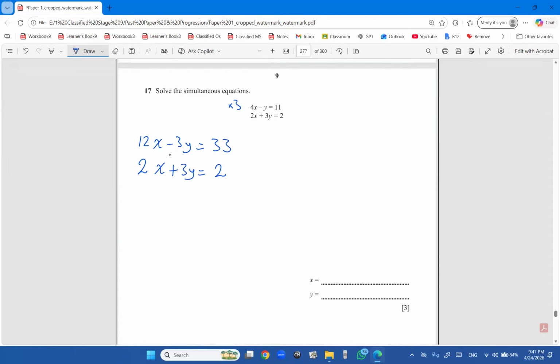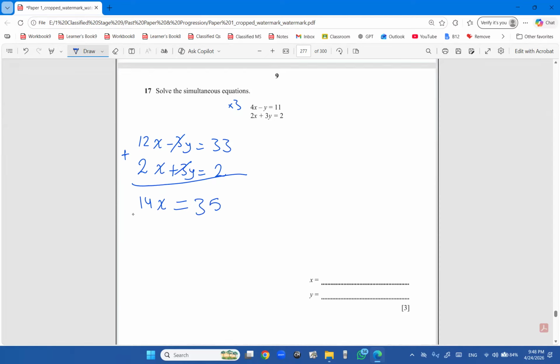So you need to subtract or add. Well, they are ready for elimination. If I say minus, will this help you eliminate the y's? No. The subtraction will make them addition: negative 3y minus 3y is going to give you negative 6y. So it is not going to work. So it is addition. 12x plus 2x is going to give you 14x. Negative 3y plus 3y, that's why I chose addition, is 0, and 33 plus 2 equals 35.